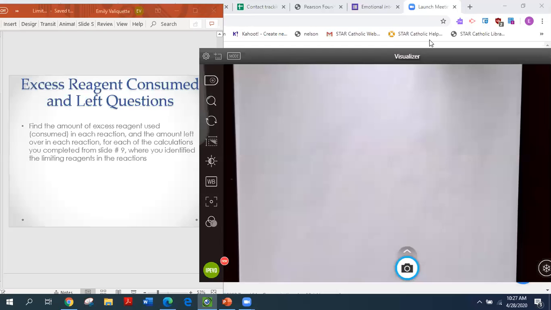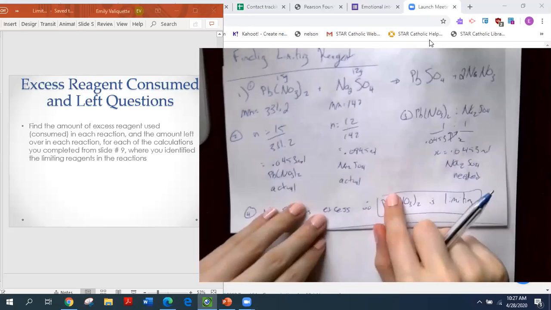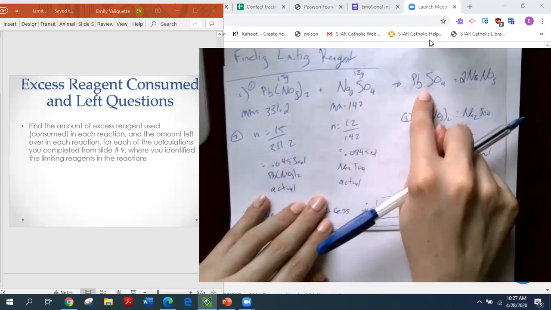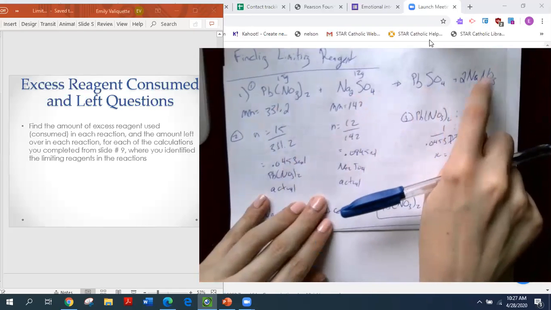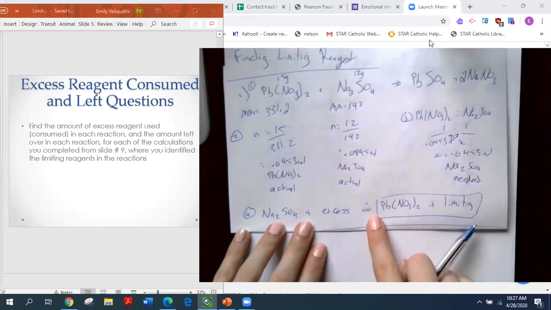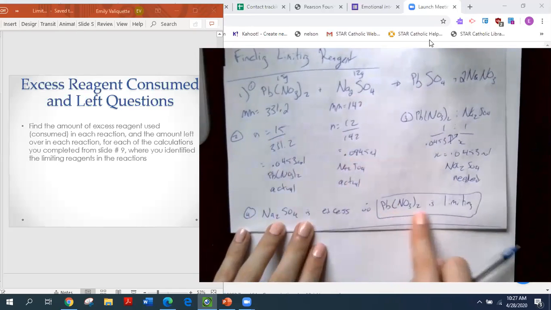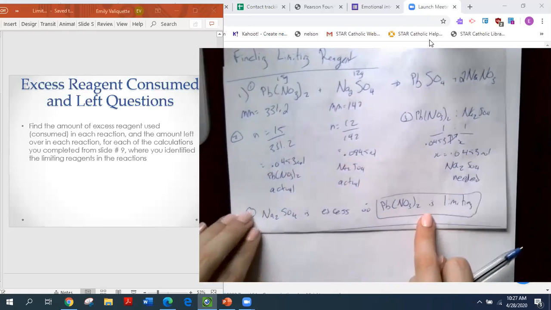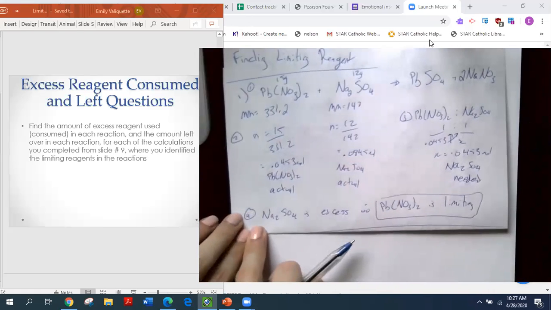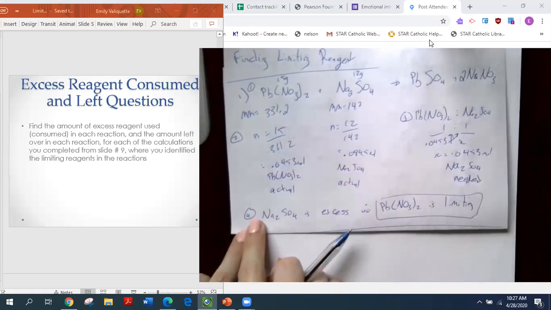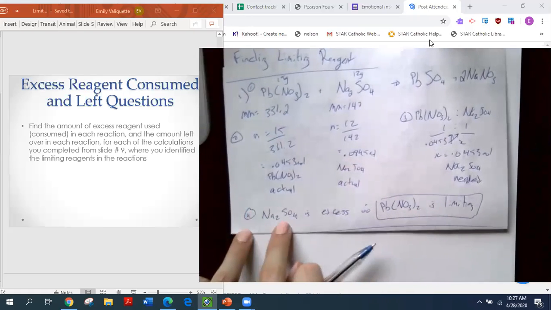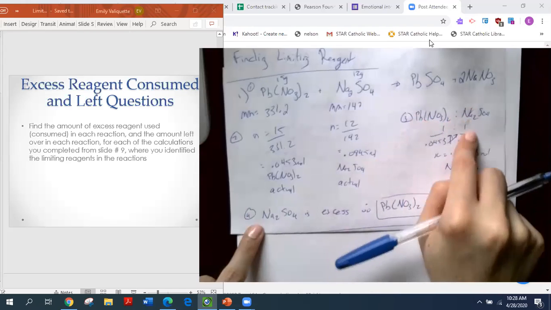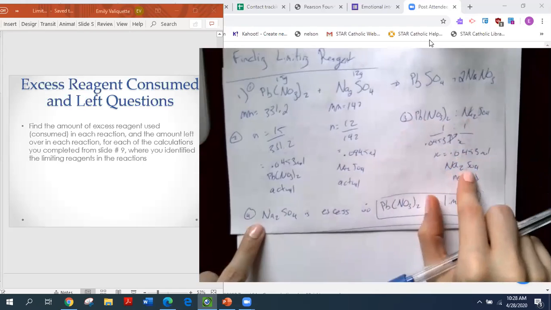Okay, so the first question that we did on slide 9 yesterday was this one, where we had the lead nitrate reacting with the sodium sulfate to make the lead sulfate and sodium nitrate. And we figured out that our lead nitrate was the limiting reagent. So when we're trying to figure out how much of our excess is used, all we're going to do is look at whatever our excess was, which was our sodium sulfate, and then we have to set up a mole ratio where we're solving for the amount of sodium sulfate needed.